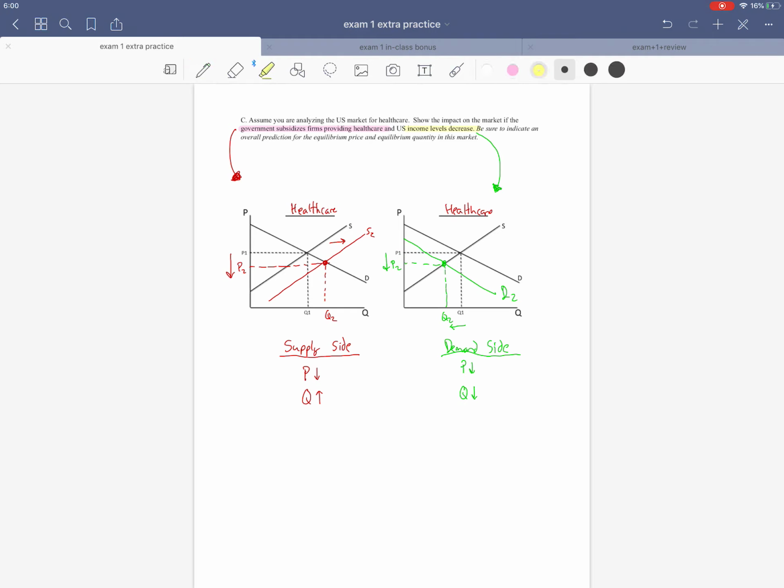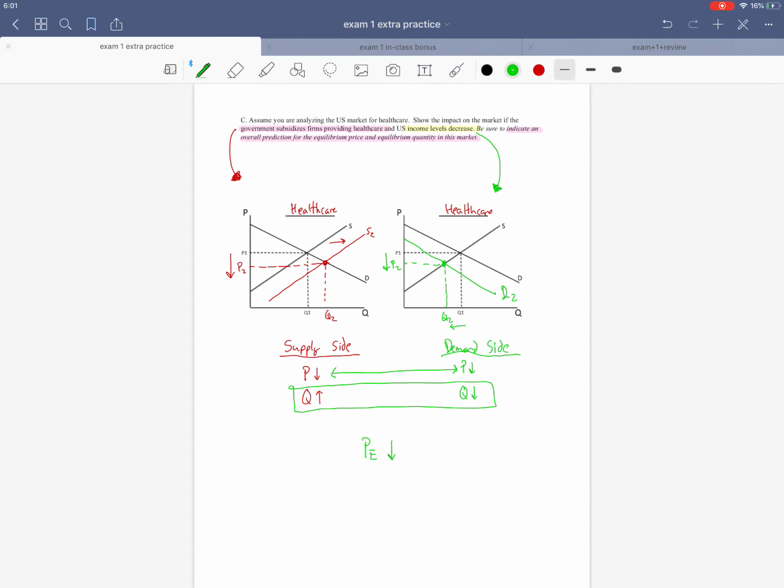Now, as we look at the instructions, it's asking us to indicate an overall prediction for our equilibrium price and our equilibrium quantity in this market for healthcare. Now, we can say for sure that the price is going to go down because on the supply side, the government subsidizing healthcare is causing the equilibrium price to go down. And then also with the income levels decreasing on the demand side, we see that price is going to go down. However, when we look at what's going to happen to our quantity here, we see it's going in opposite directions. The supply side impact is having our quantity increase while the demand side impact is having our quantity decrease.